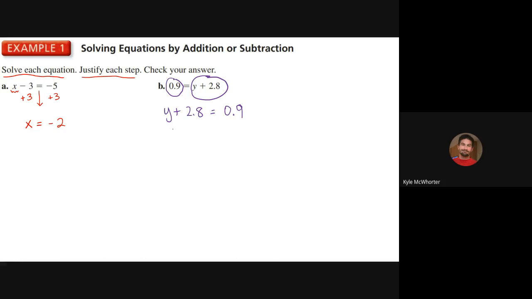Okay, so then our variable is y. The thing happening to y is a plus 2.8. So we need to do an inverse operation here, right? The inverse of addition is subtraction.